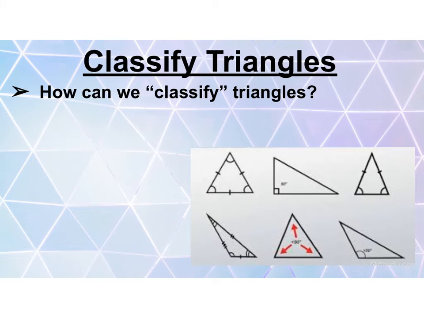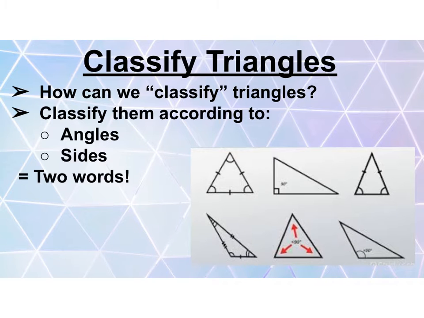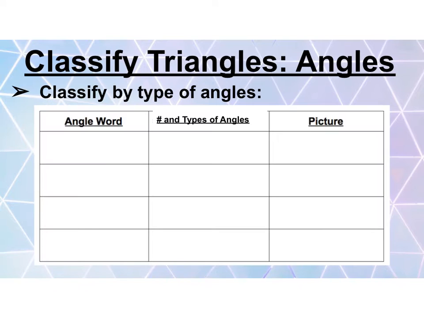When we are asked to classify, we need to think about what parts of a triangle are made up of. So when we classify them, we're going to classify them according to both angles and sides. It's going to take 2 words. So let's start with our angle words. We could have a triangle that has 3 acute angles, and therefore, we would call that an acute triangle.